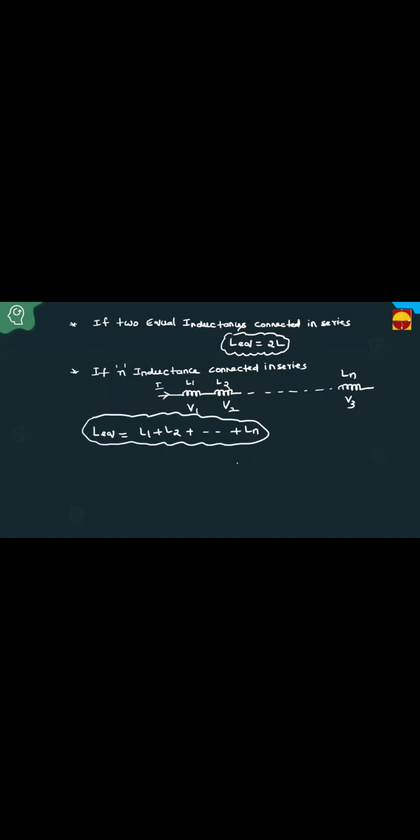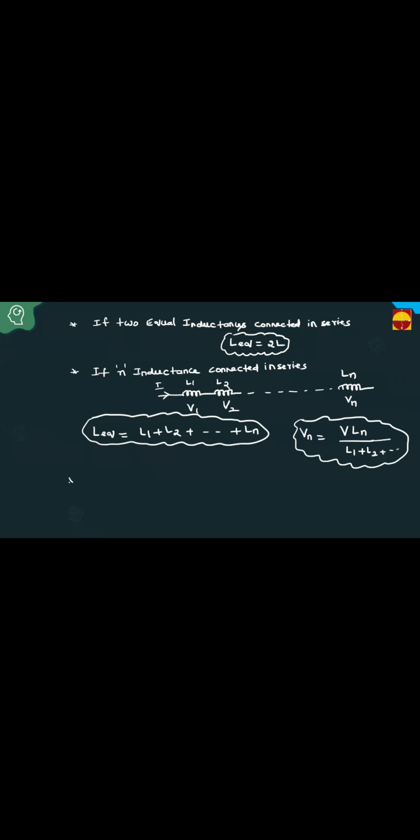If you have to calculate the voltage across the nth inductor, then Vn equals the total voltage into Ln by L1 plus L2 plus, and so on. It is similar to resistors.